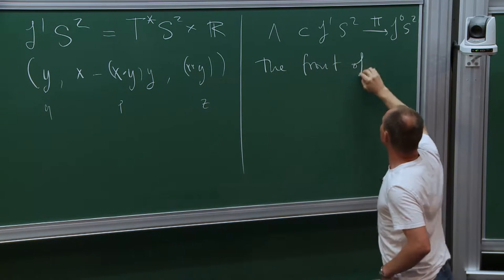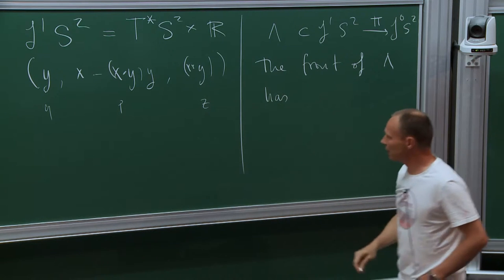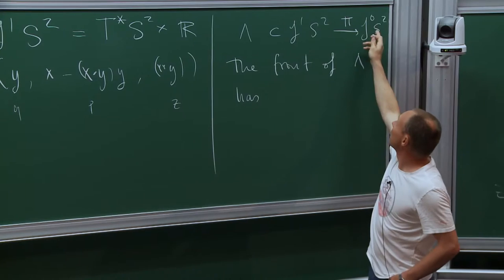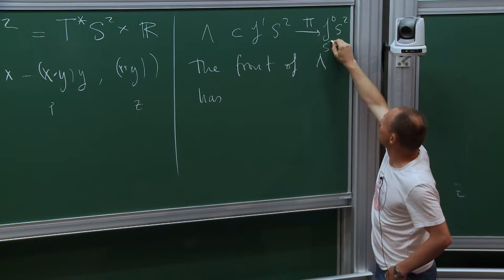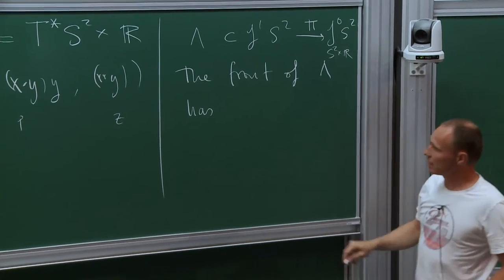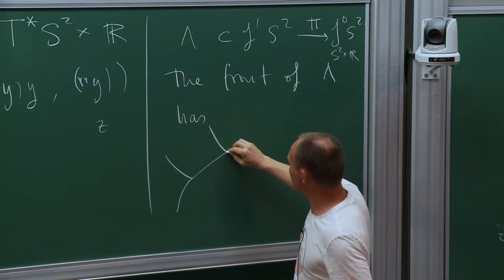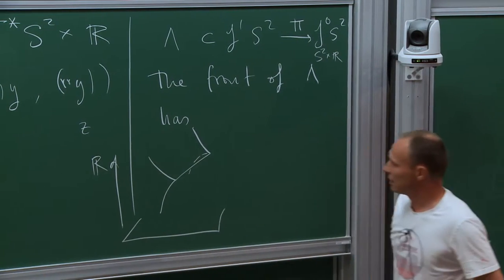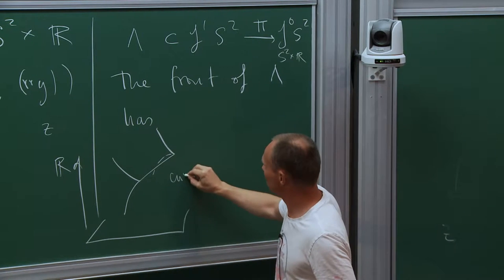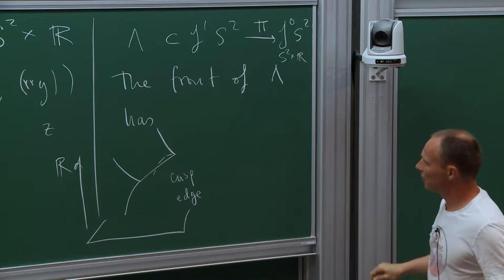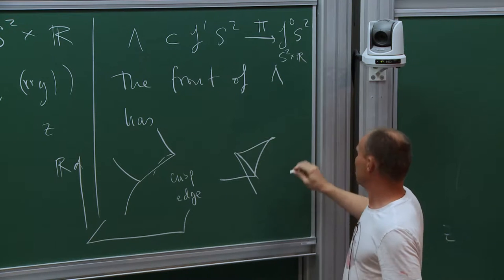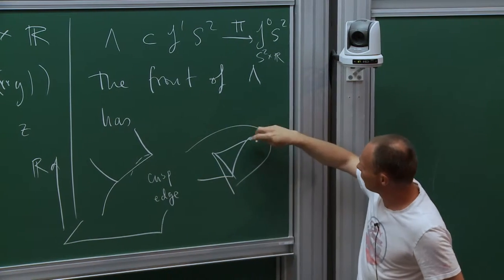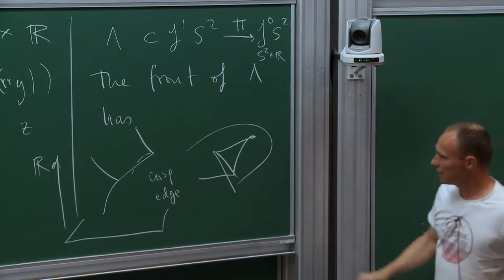the front of lambda has generically two types of singularities. There are smooth points where it looks like a graph of a function, and this is S2 times R, I should say. And then it has the following singularities only. So there are these cusp edges where it looks like that. So here is the zero section, and here's the R direction. So it's a cusp edge. And the other singularity is the swallowtail, somehow looking like that. So it's two cusp edges coming together, converging to this cusp direction and swallowtails.